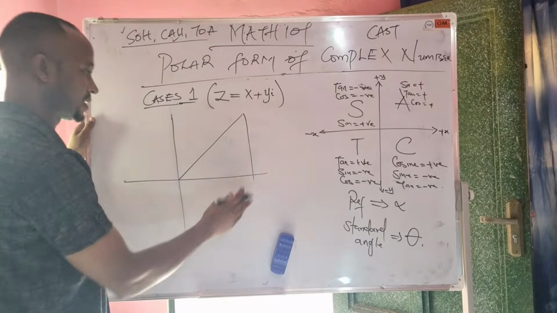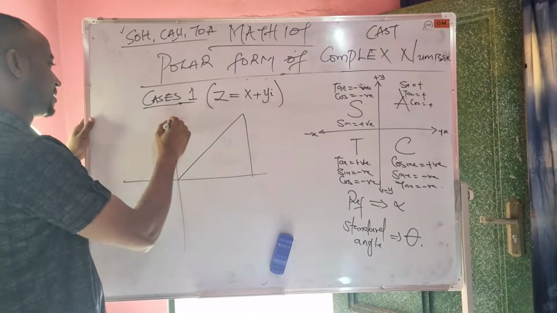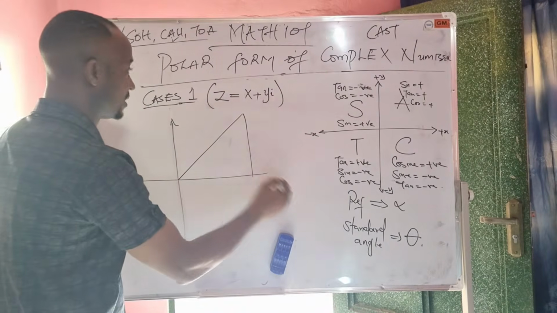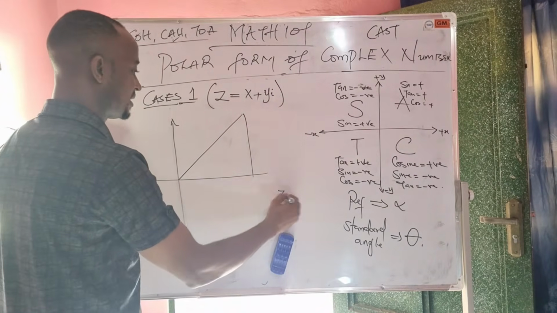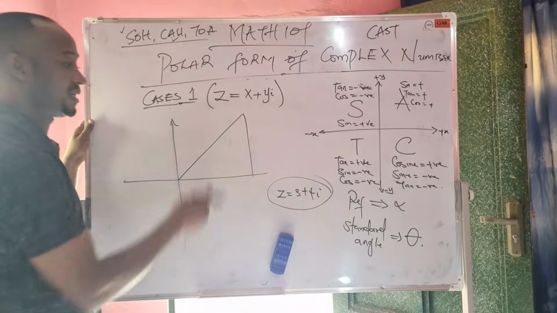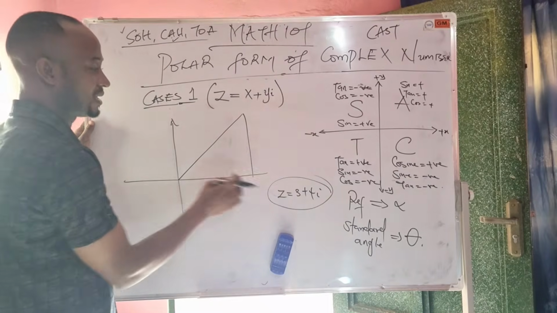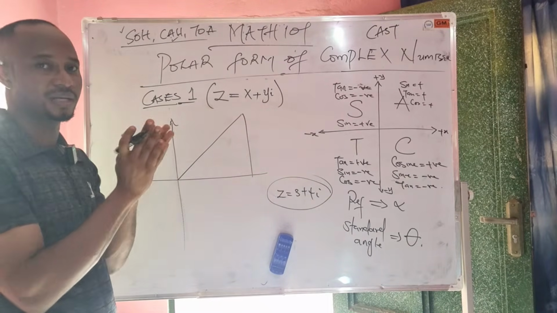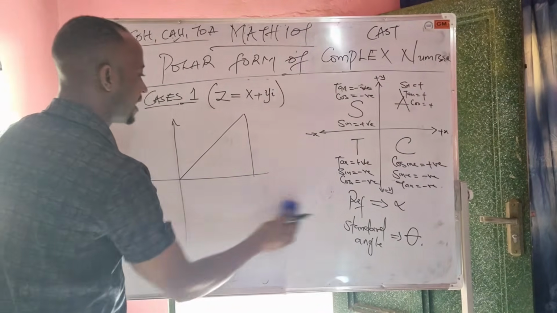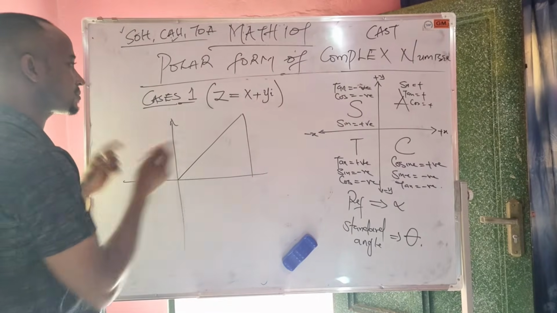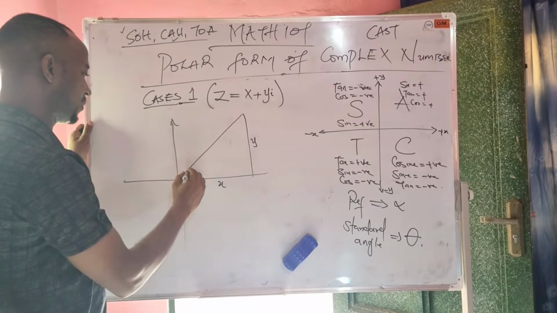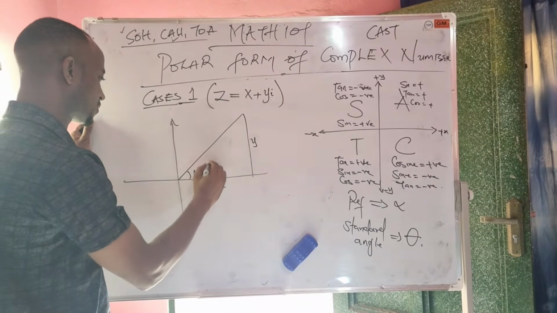I want to explain this. If the value of my z is x plus yi, let's say for example z equals 3 plus 4i, definitely I will locate this in the first quadrant. So the value of my z can only be captured in the first quadrant of a Cartesian diagram, right? So that implies that here we have our y, here we have our x, here our alpha is equal to theta.